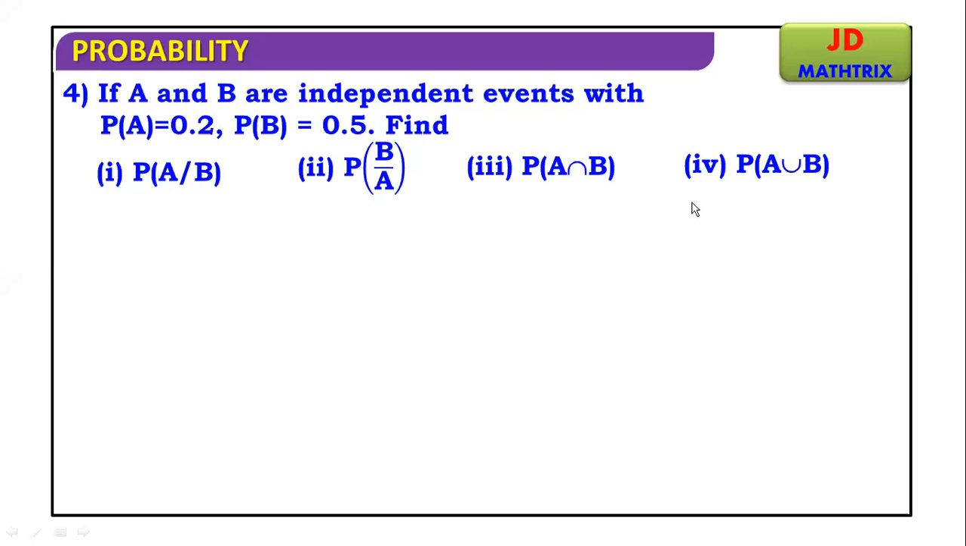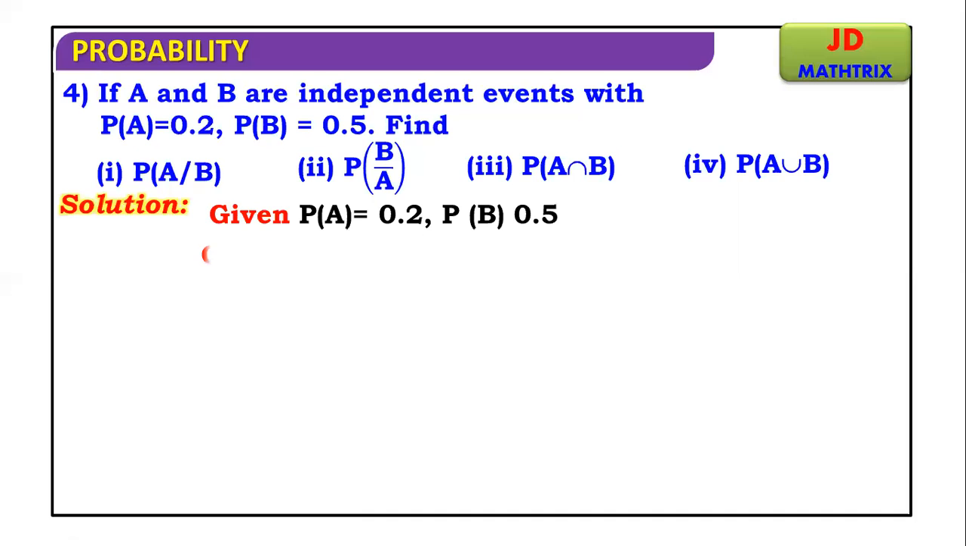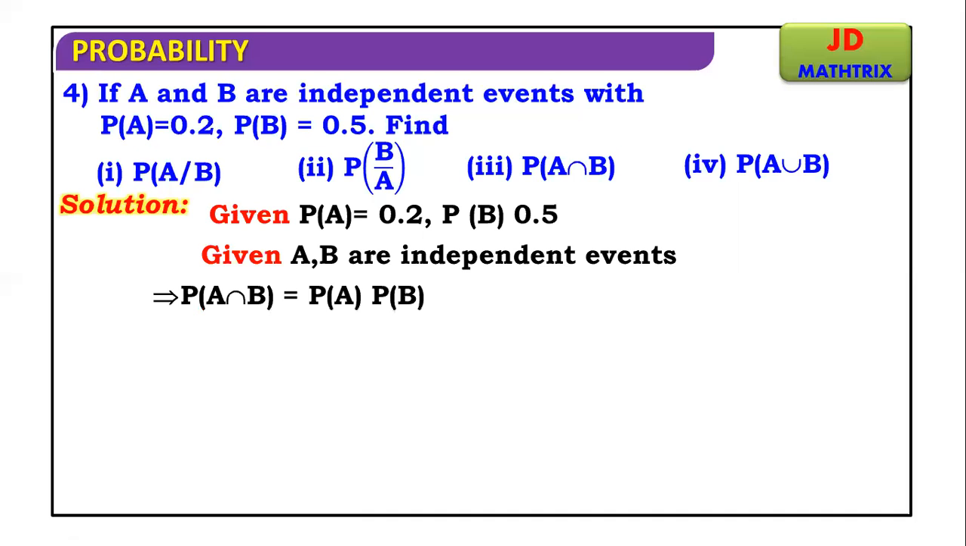First of all, let us calculate P of A intersection B. Given P of A, P of B, and A, B are independent events, that implies P of A intersection B equals P of A into P of B. That is 0.2 into 0.5, that is 0.10, which means 0.1. That is P of A intersection B.